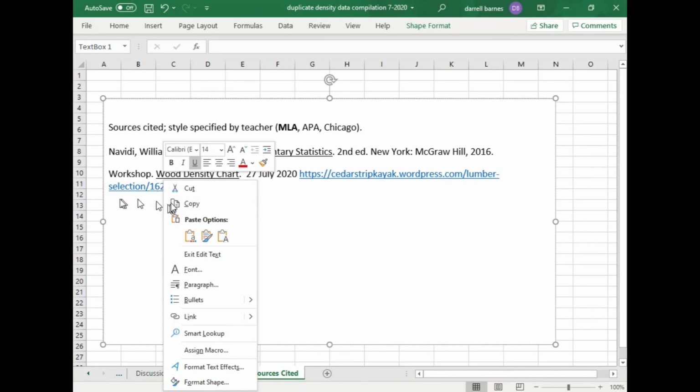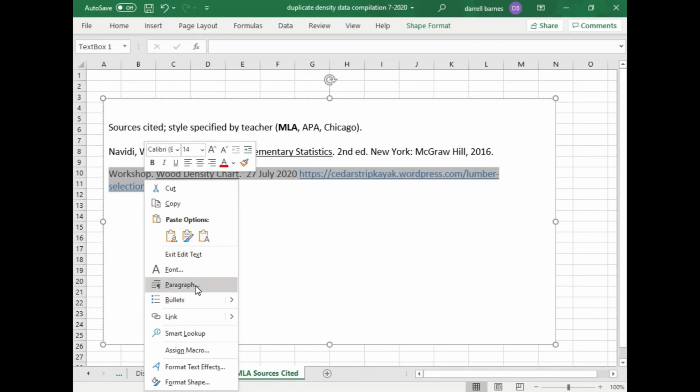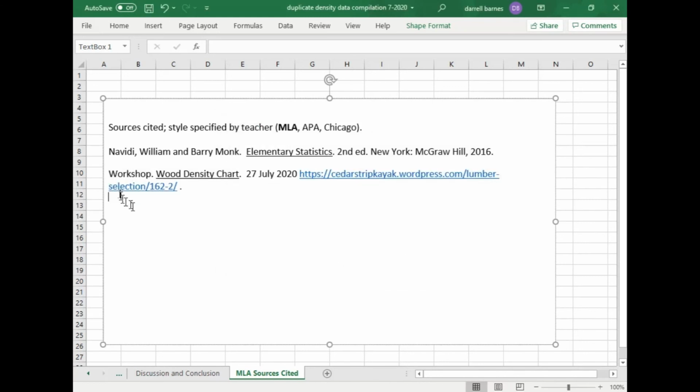Okay, that should work. Why would that not work? Hold on a minute. Let me try that again. There's no reason why that should not work. Paragraph, hanging by 0.5. Okay, well, that should work. I think what I'll do to fake it is just hit tab. That's too much of a tab. Well, it's complicated. Let's shift this. It's because it's in the middle of a link.